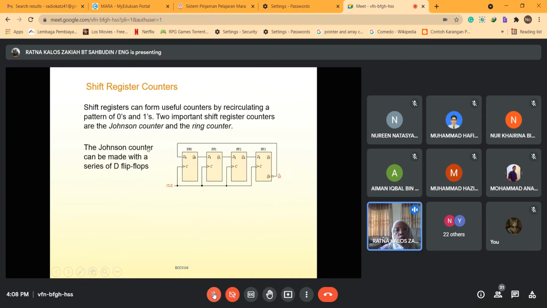Okay, so now you look at here the diagram for the Johnson counter. In this diagram, a Johnson counter can be made with a series of D flip-flops. You see in this diagram, this is a 4-bit because you have 4 flip-flops. And then you look at here, you have FF0, FF1, FF2 and FF3.